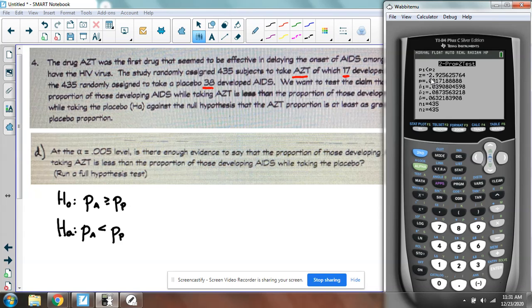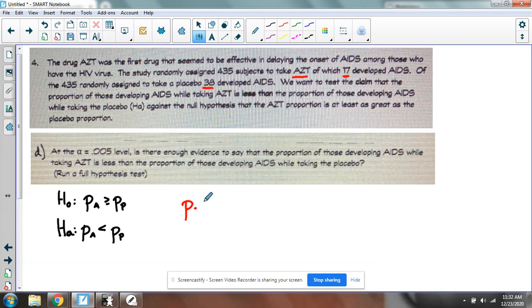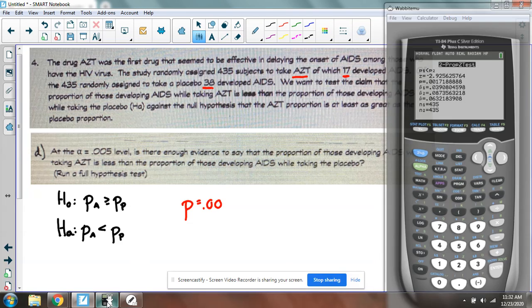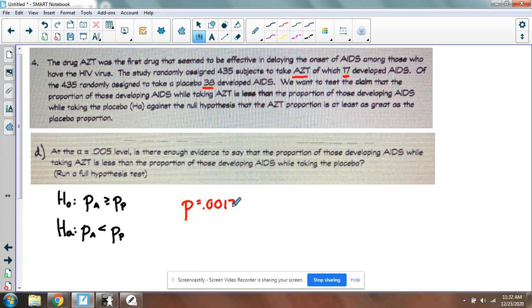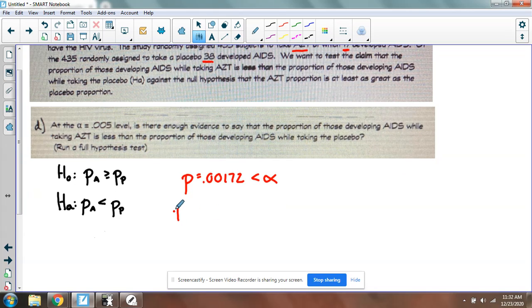We get all of our information. We don't need all of this stuff. All we need is the p-value, which says p-value is 0.00172. Comparing it to our alpha, this is less than alpha. So the p is low, so we reject H0.